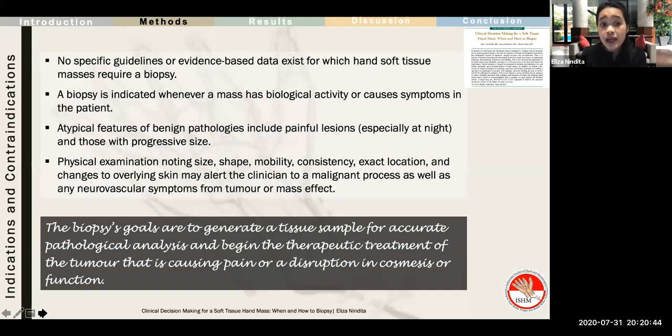A biopsy is still indicated whenever a mass has a biological activity or causes symptoms in the patient. Atypical features of benign pathologies include painful lesions, especially at night, and those with progressive size. Physical examination, noting size, shape, mobility, consistency, exact location, and changes to overlying skin, may alert the clinician to a malignant process, as well as any neurovascular symptoms from tumor or mass effect. The goals of the biopsy are to generate a tissue sample for accurate pathological analysis and begin the therapeutic treatment of the tumor that is causing pain or a disruption in cosmesis or function.